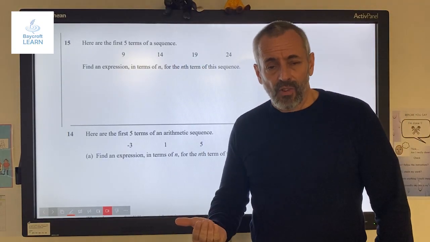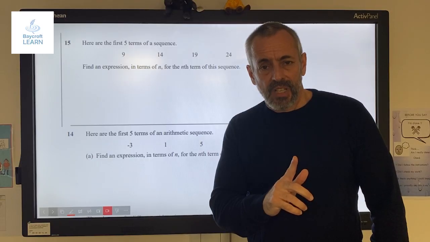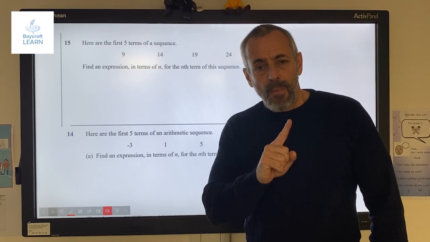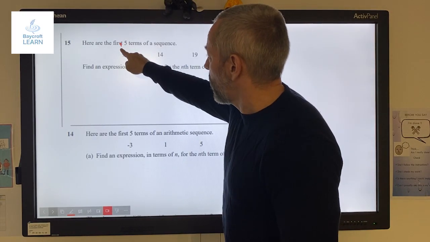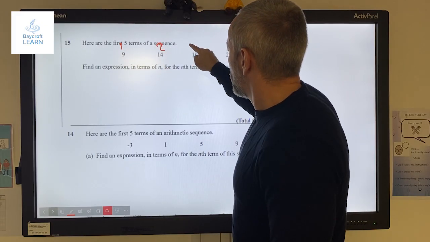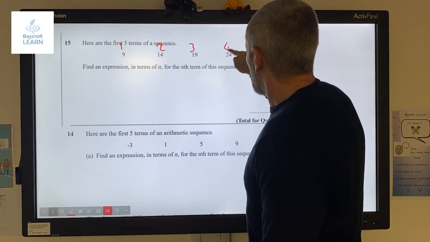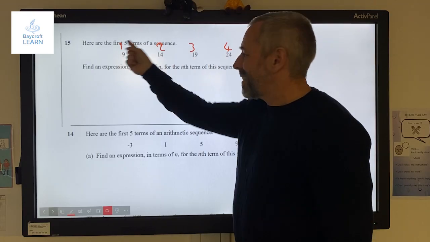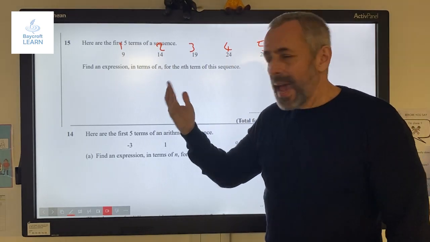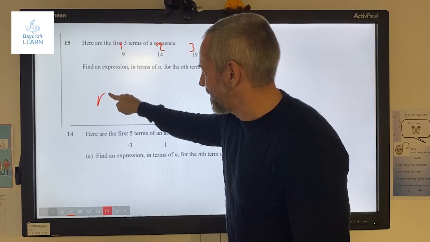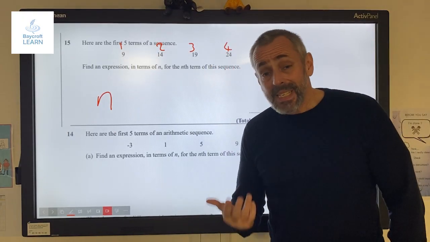This is our nth term rule. Can you remember the first step that we always do? We number the terms. So we've got 1, 2, 3, 4, 5. These are n. We're going to call them n. They're all different. We know it's a number. It's n.